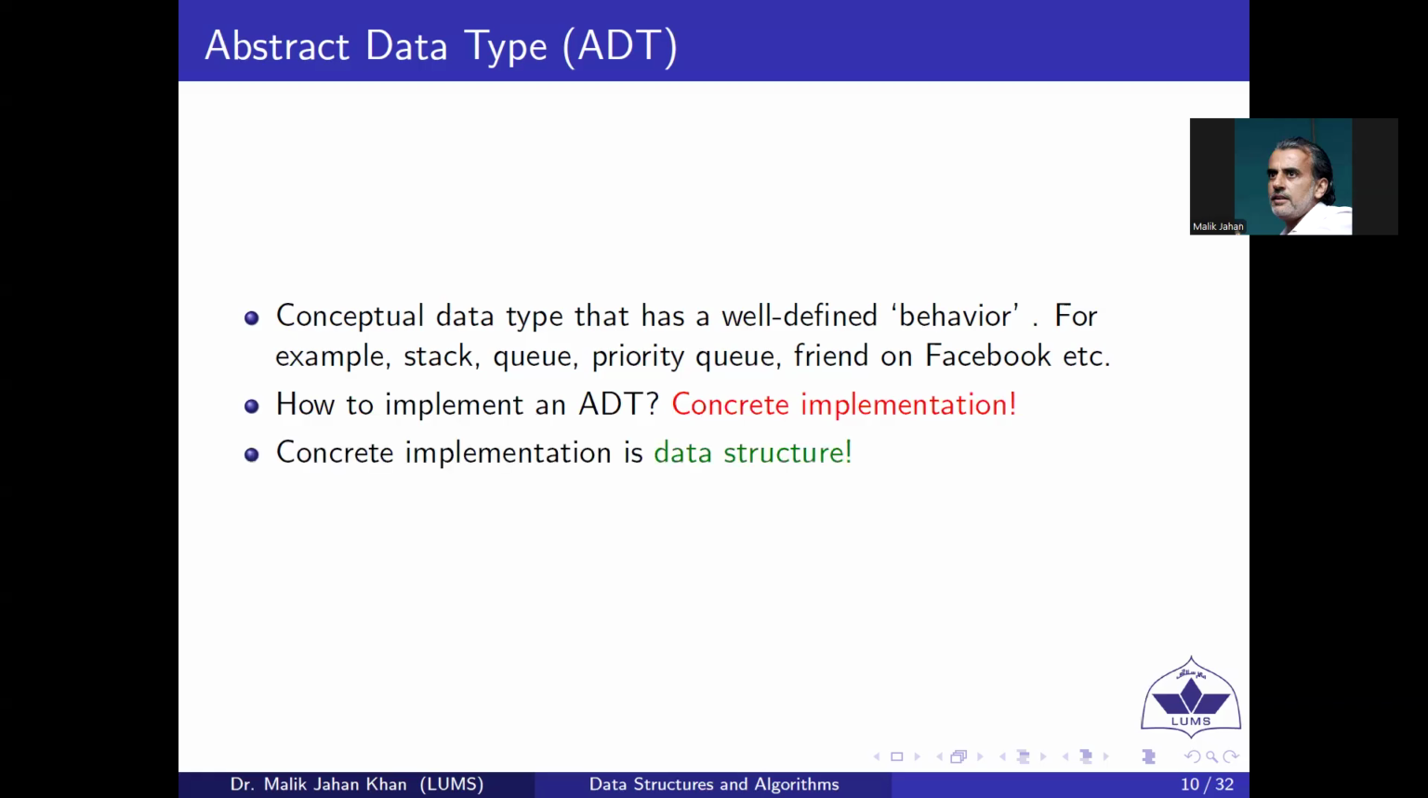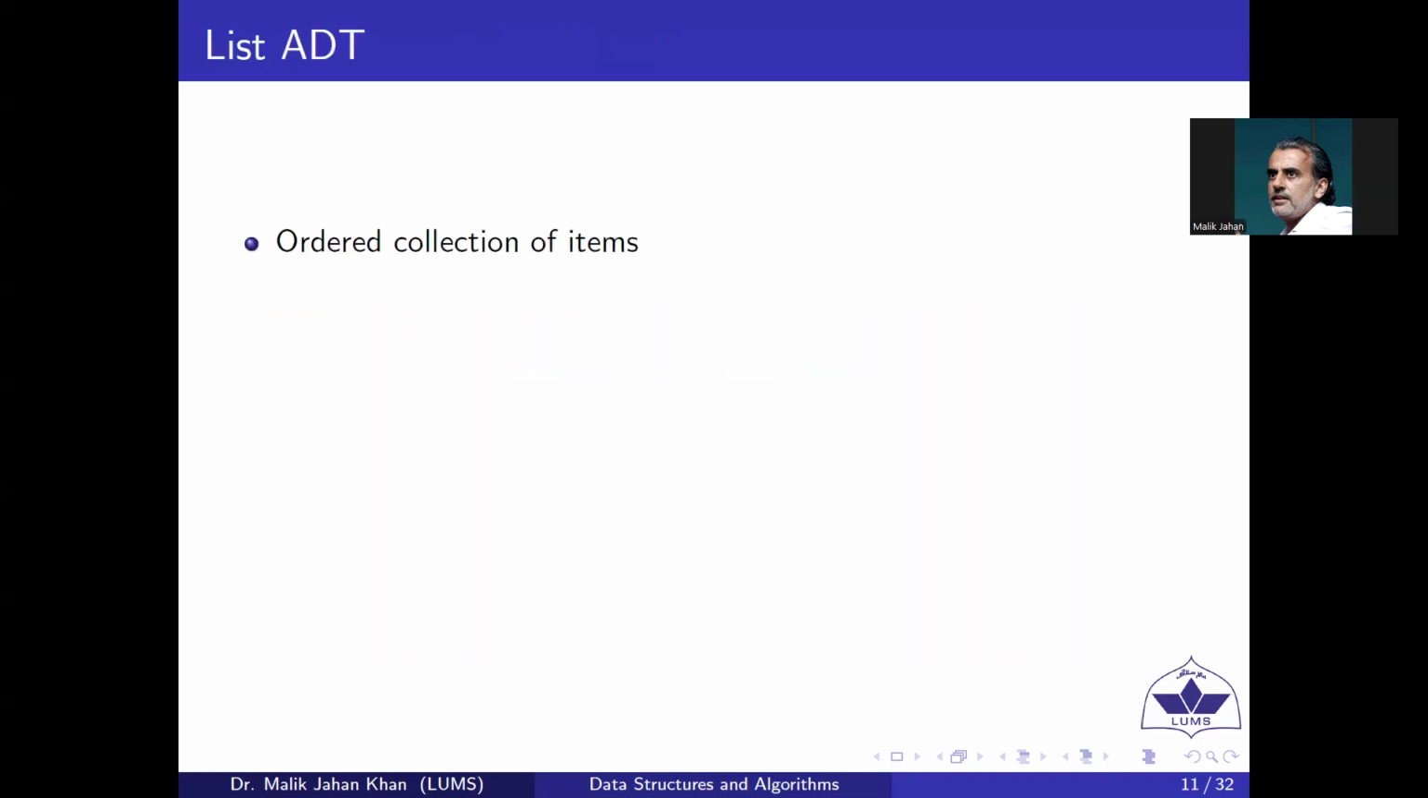And that actually takes us to what we call data structure. So when we implement that abstract data type, that implementation is called data structure. So our first abstract data type is called list. And this list has the same meaning as in our real life.